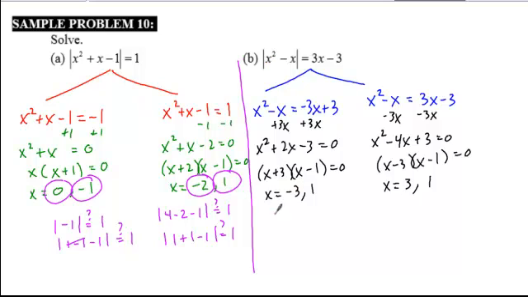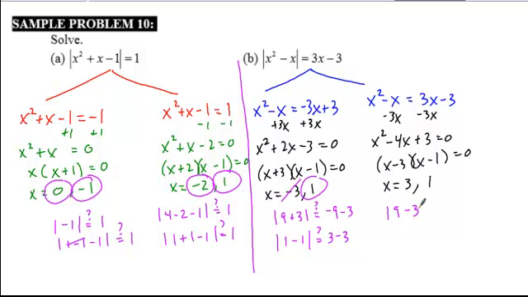If we plug in a -3 first, we get -3 squared is 9, minus and minus becomes +3. Is that equal to 3 times -3 or -9 minus 3? Absolute value can't equal the negative, so that is extraneous. Let's plug in and test 1. 1 squared is 1, minus 1, is that equal to 3 times 1 minus 3? Is 0 equal to 0? Yes, so 1 works.